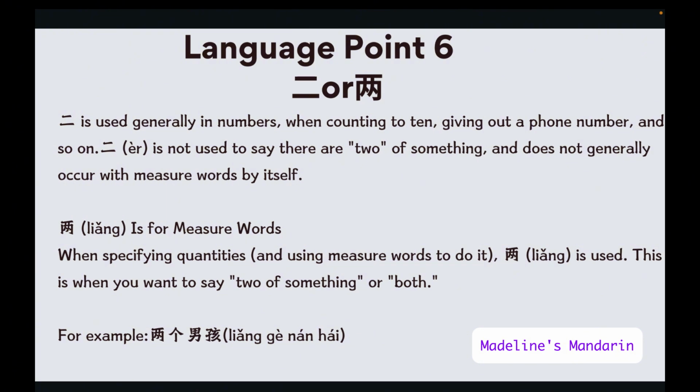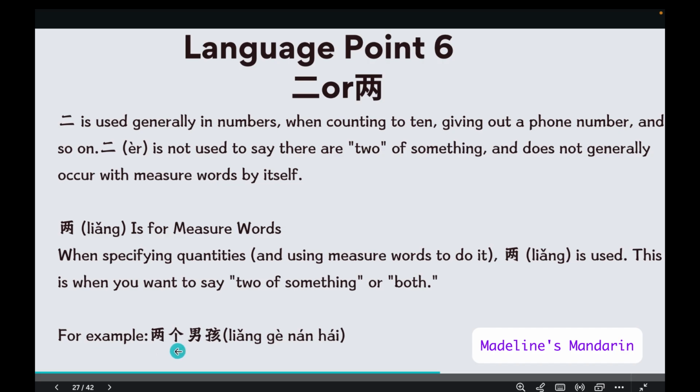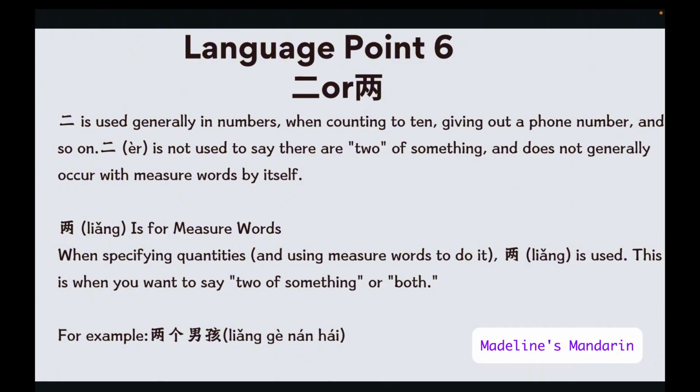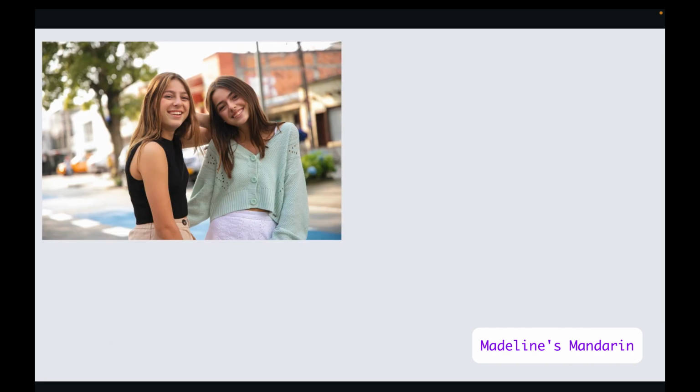For example, 两个男孩, two boys. Because 个 is a measure word, and 两 should be used to specify quantity. That's why we say 两个男孩. In our future lessons, 两 also can be used to read times in Chinese too. We will introduce that later.